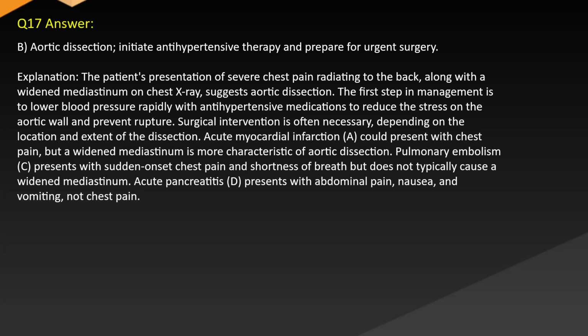Acute myocardial infarction, A, could present with chest pain, but a widened mediastinum is more characteristic of aortic dissection. Pulmonary embolism, C, presents with sudden onset chest pain and shortness of breath, but does not typically cause a widened mediastinum. Acute pancreatitis, D, presents with abdominal pain, nausea, and vomiting, not chest pain.